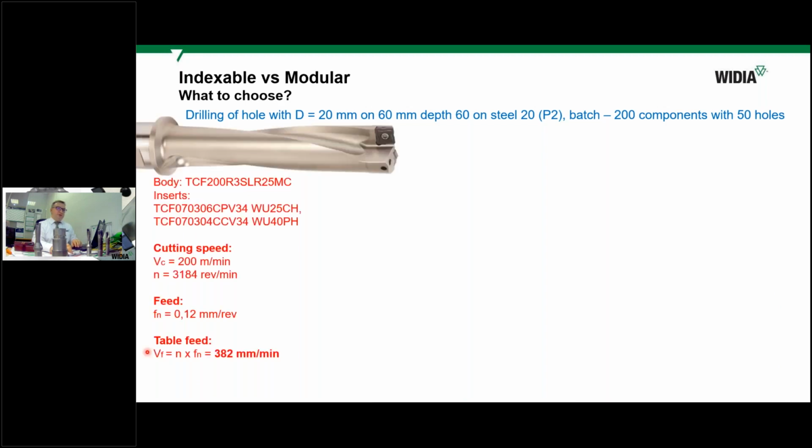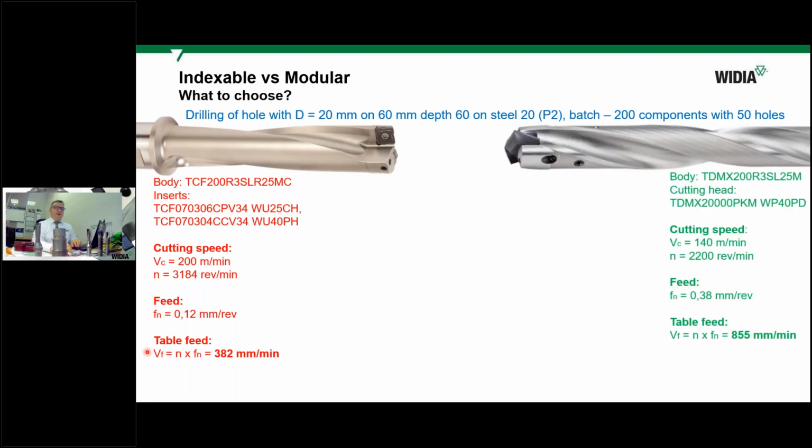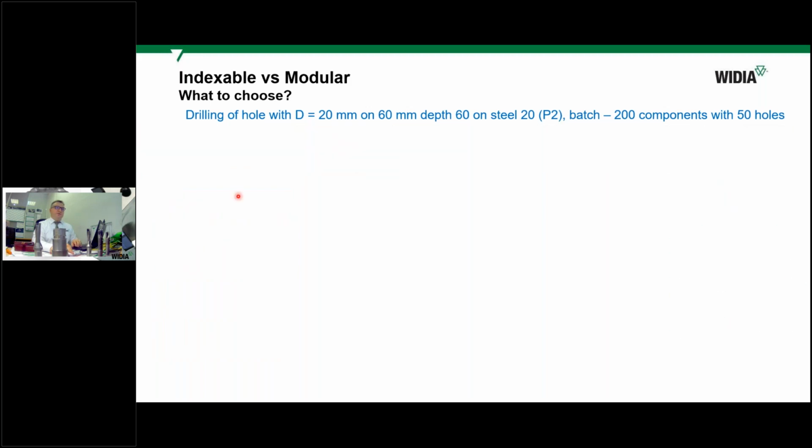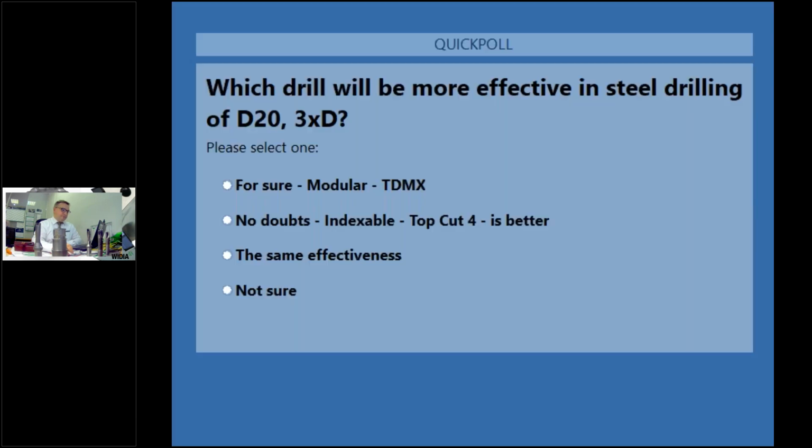We have two types of drills, modular and indexable, for the same diameter with the same depth. Which drill will be the most effective from your point of view? The same material, the same diameter, the same length. Which drill would you use for such kind of machining, modular or indexable? A poll will now appear on your screen, and I will show the answer after.